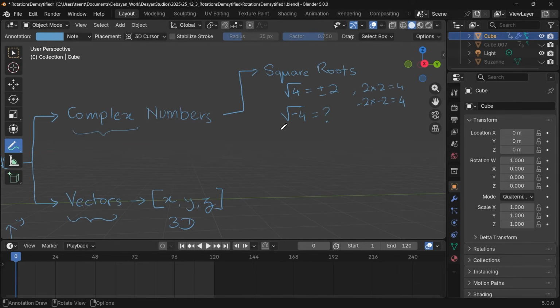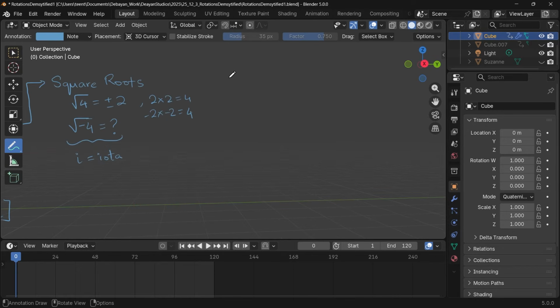That's when mathematicians invented a new method of doing this by introducing something called iota, which is represented as i, and essentially it is an imaginary number. They used a property of square roots where you can split the square root. For example, the square root of 16 can be written as the square root of 4 times 4, and that can be split into the square root of 4 times the square root of 4, which would be 2 into 2, which is equal to 4. So that's how the square root of 16 is equal to 4.